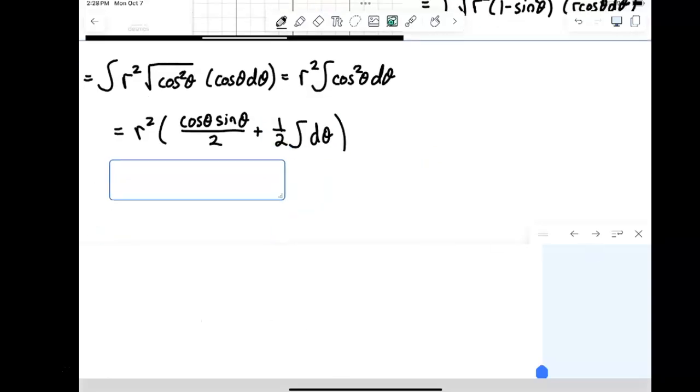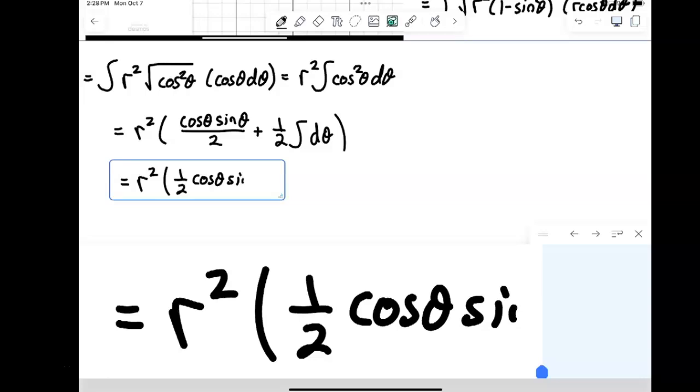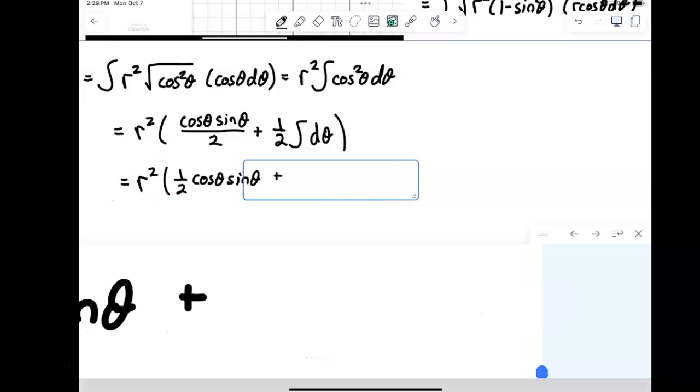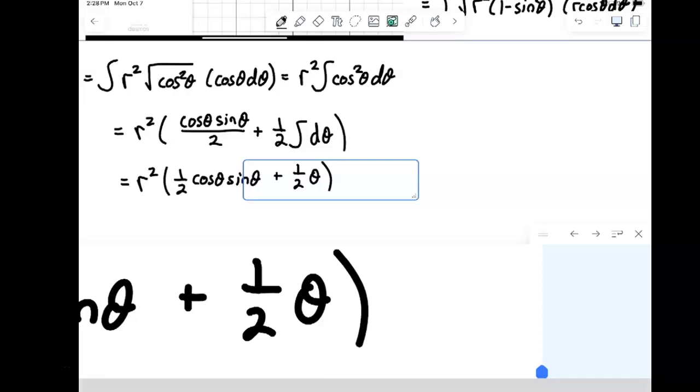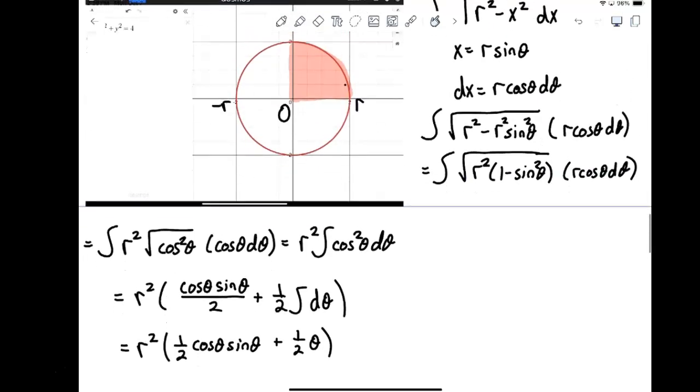Okay, so working this out, we'll have r squared on the outside times 1/2 cosine theta sine theta plus 1/2 theta. Normally we would have plus a constant, but since this is a definite integral, and as soon as I convert back to x, I'm going to be evaluating through my endpoints, I'm not going to bother with that step. So we've worked out the integral now in terms of theta.